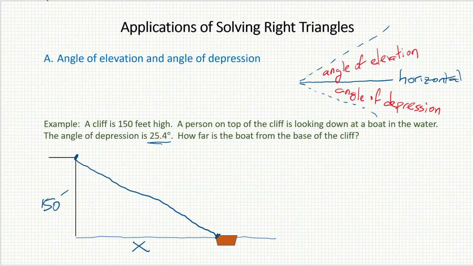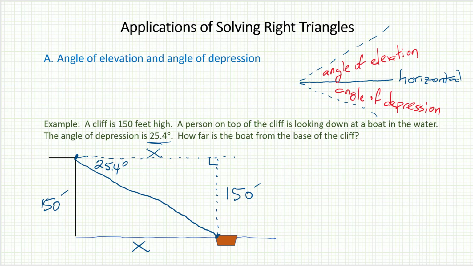Now, here's the thing. This is why those definitions are so important. Where do I put the 25.4 degrees? Well, the angle of depression means the angle between the person's horizontal line of sight and where they are looking down. So the 25.4 goes right here. What I might find helpful to do then is to use this right triangle. Obviously, this is also 150 feet over here, and this x is the same x that I'm trying to find down at the bottom.